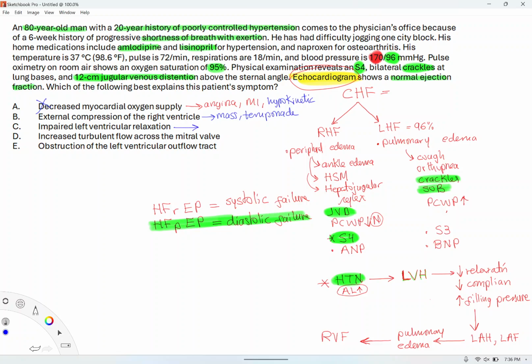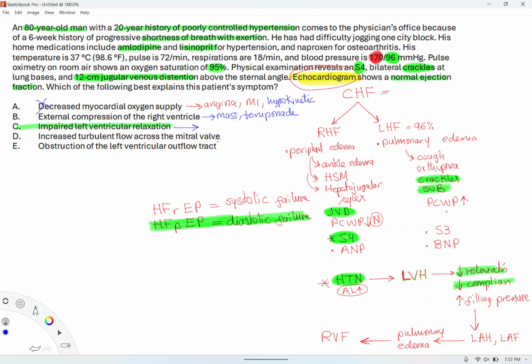Impaired left ventricular relaxation. We said in this case this is diastolic failure, so that means the left ventricle is not relaxing properly. Remember, we talked about it here. So that should be the answer. Decreased relaxation, decreased compliance. So far this seems like a good option. Let's keep it.